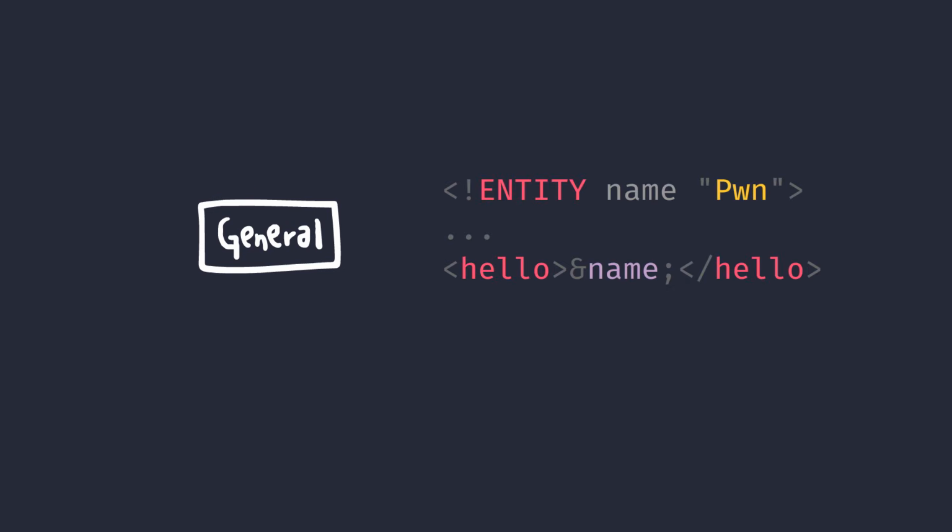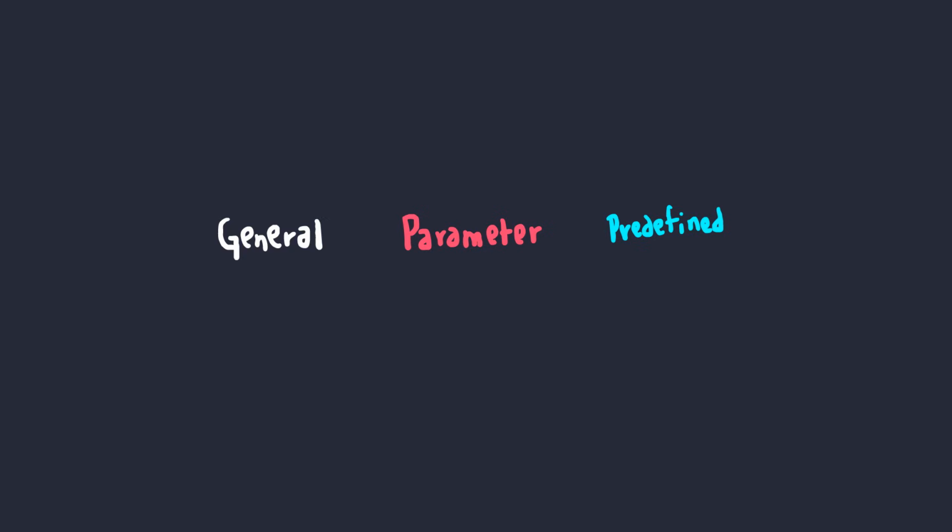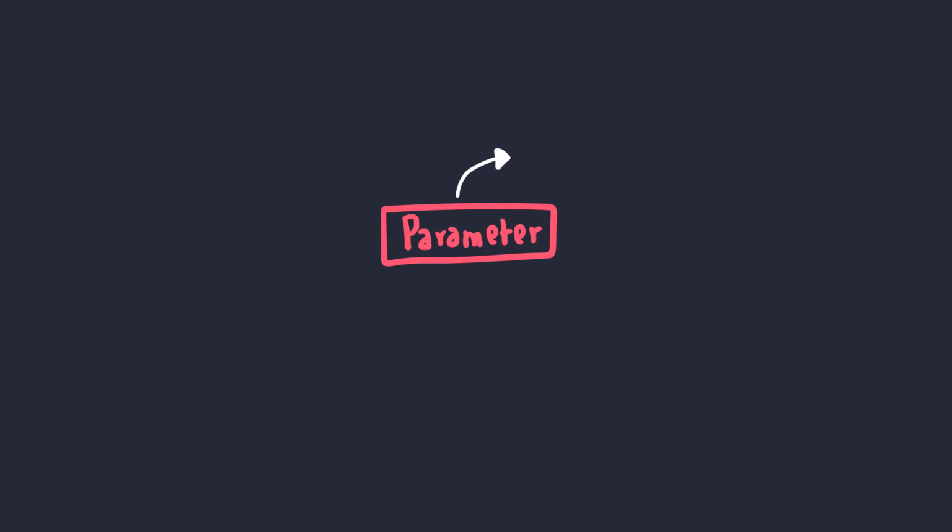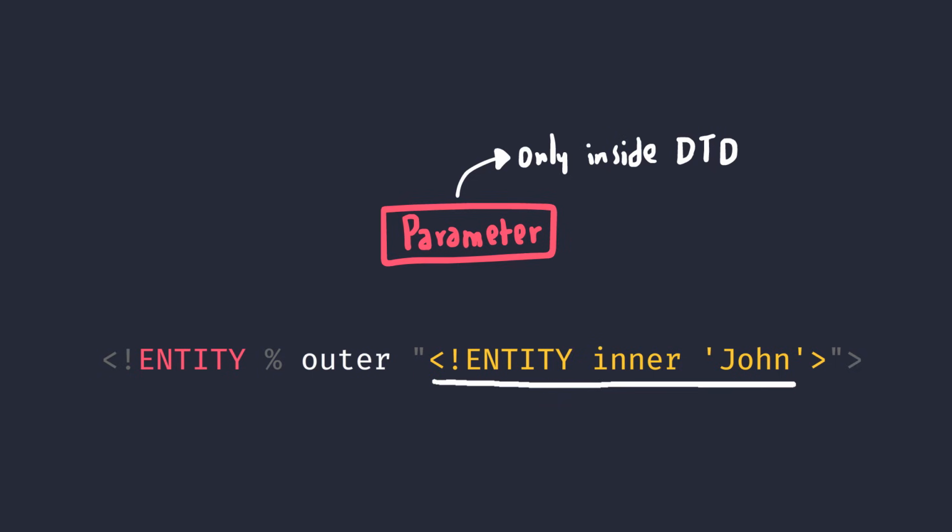There are three types of entities. They are general, parameter, and predefined entities. The example that you saw just now is the case of general entities, where we just have some value that's being referenced somewhere else. Parameter entities are somewhat special. These are only allowed inside a DTD, and they are more flexible. For example, creating an entity whose value is another entity. This feature is really useful when it comes to exploiting XXEs, or XML External Entities.